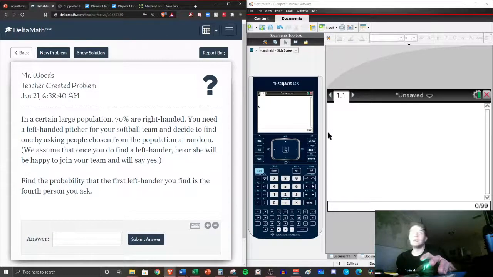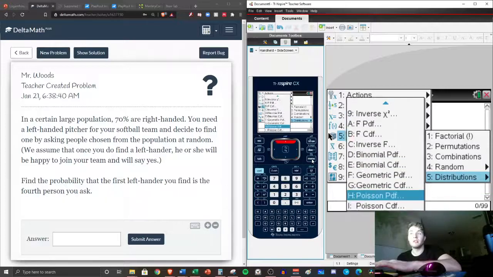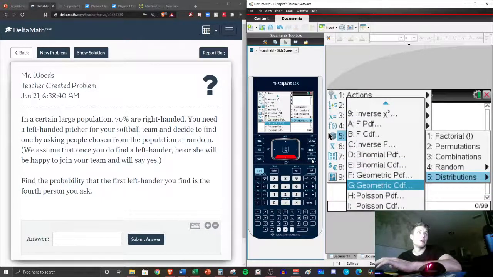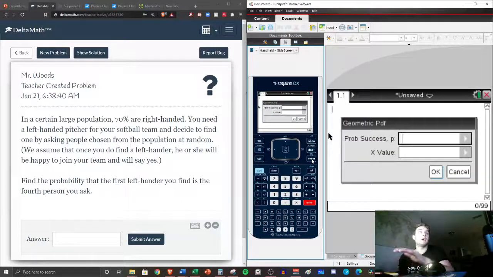So this is an exact, geometric exact. So you're going to be using geometric PDF, so it's menu 5.5. For these problems, when you know it's geometric, you have PDF or you have CDF. This is an exact, we know we're going to be using PDF. So we only have to type in two things. That's sort of the easy part of this, is that you have two things to type in.